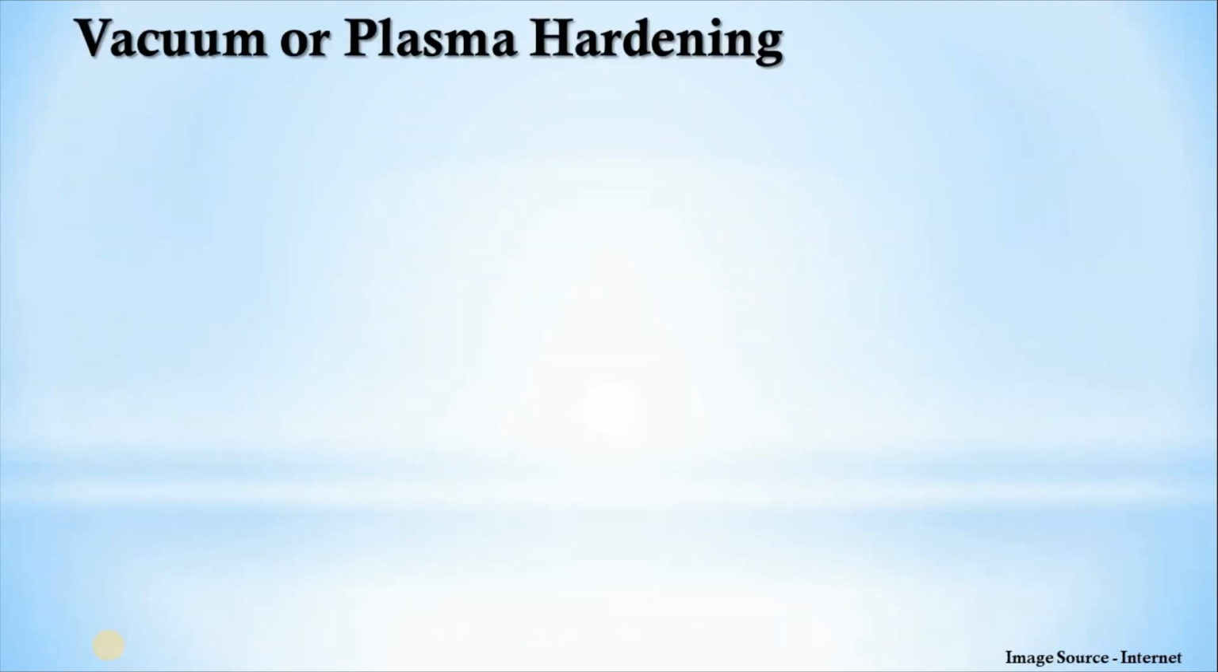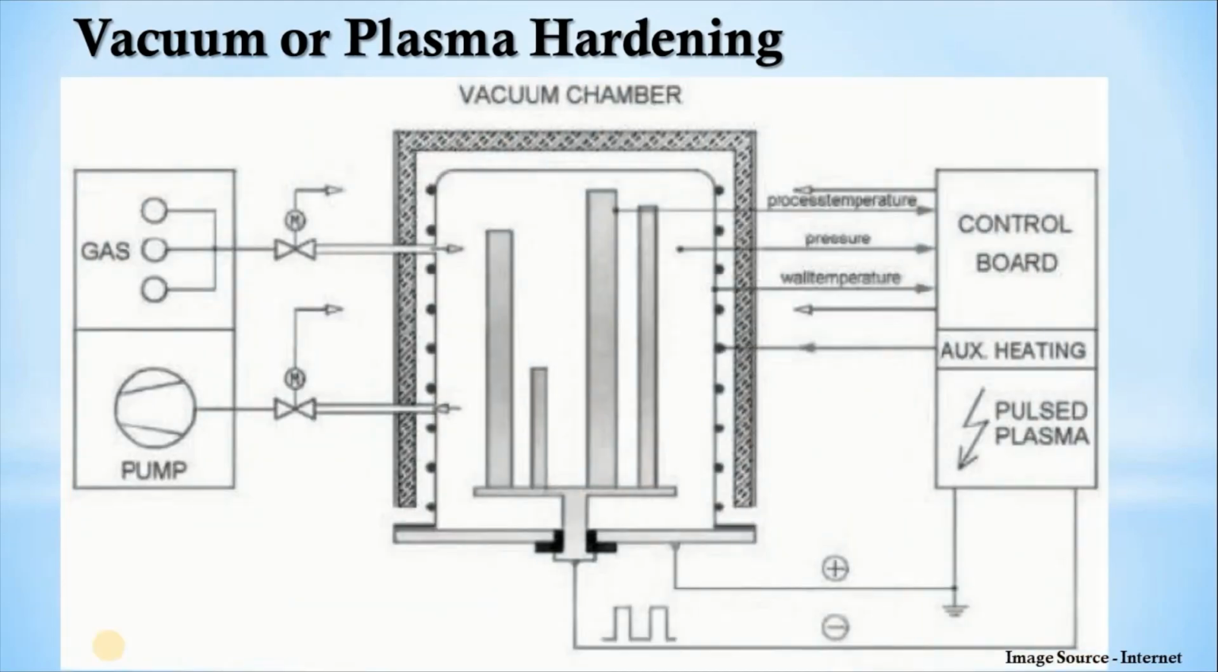Then the last case hardening process is vacuum or plasma hardening. In vacuum hardening, the material is heated in the absence of oxygen by convection in the medium of inert gas, that is nitrogen, or by heat radiation under pressure. Steel is hardened with a stream of nitrogen, whereby the cooling rate can be determined by selecting the excess pressure. So we can change the cooling rate based on the excess pressure.